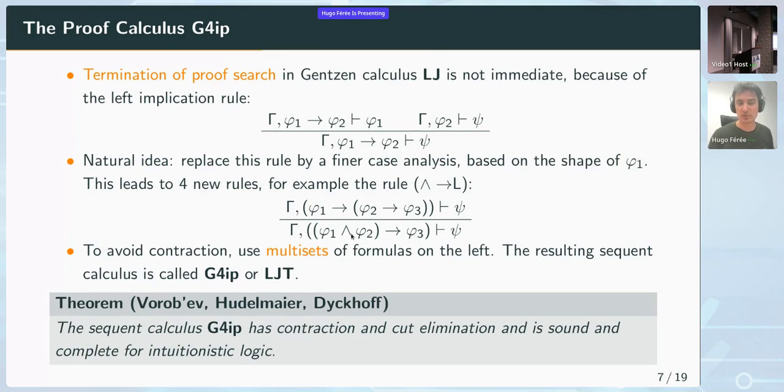The second point is that to avoid contraction, which also is problematic for termination, you use multisets on the left of a sequent. So the result is a calculus called G4IP in the literature, and sometimes it's also called LJT, but that is sometimes confusing. So we use this calculus G4IP, which has the property that it has a terminating proof search by construction. It admits contraction and so on, and it's a sound and complete calculus for intuitionistic logic.